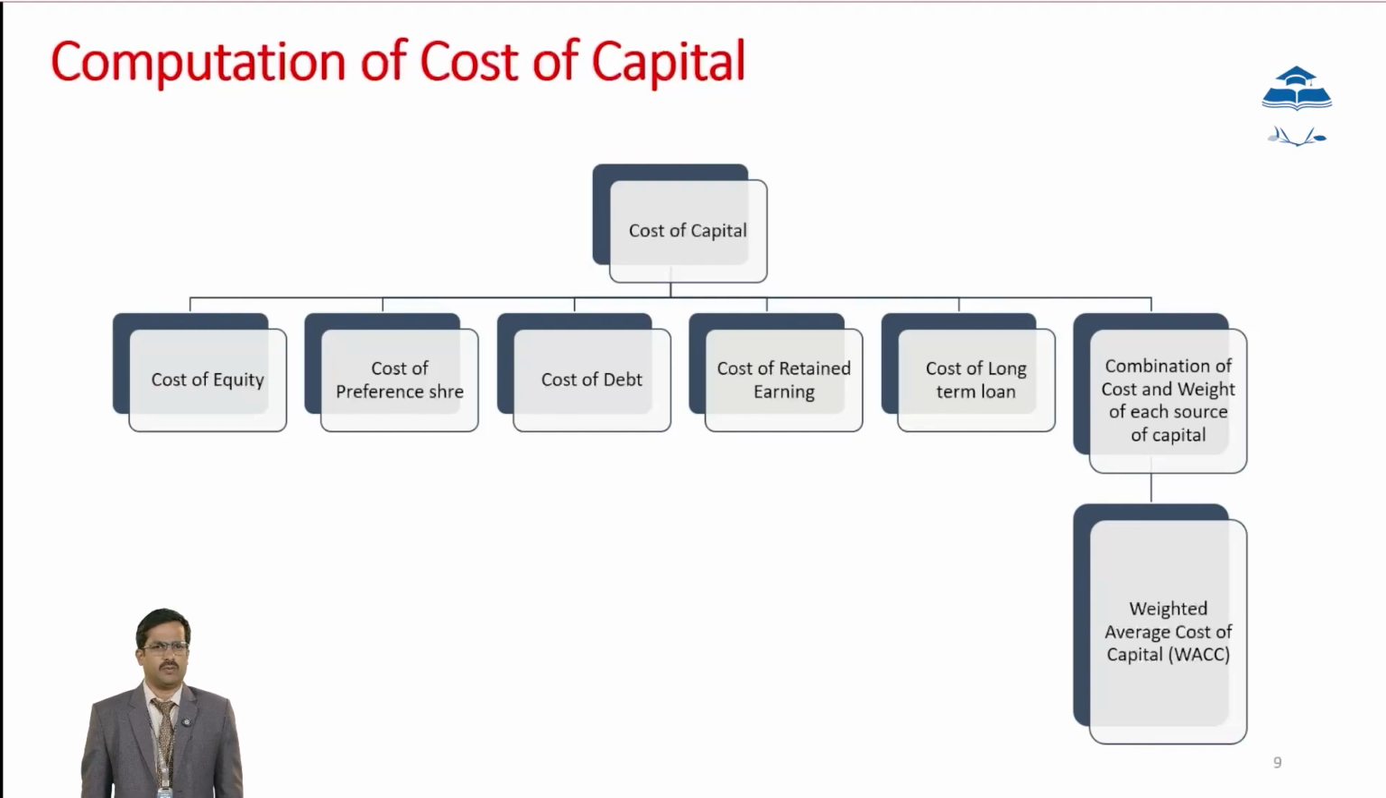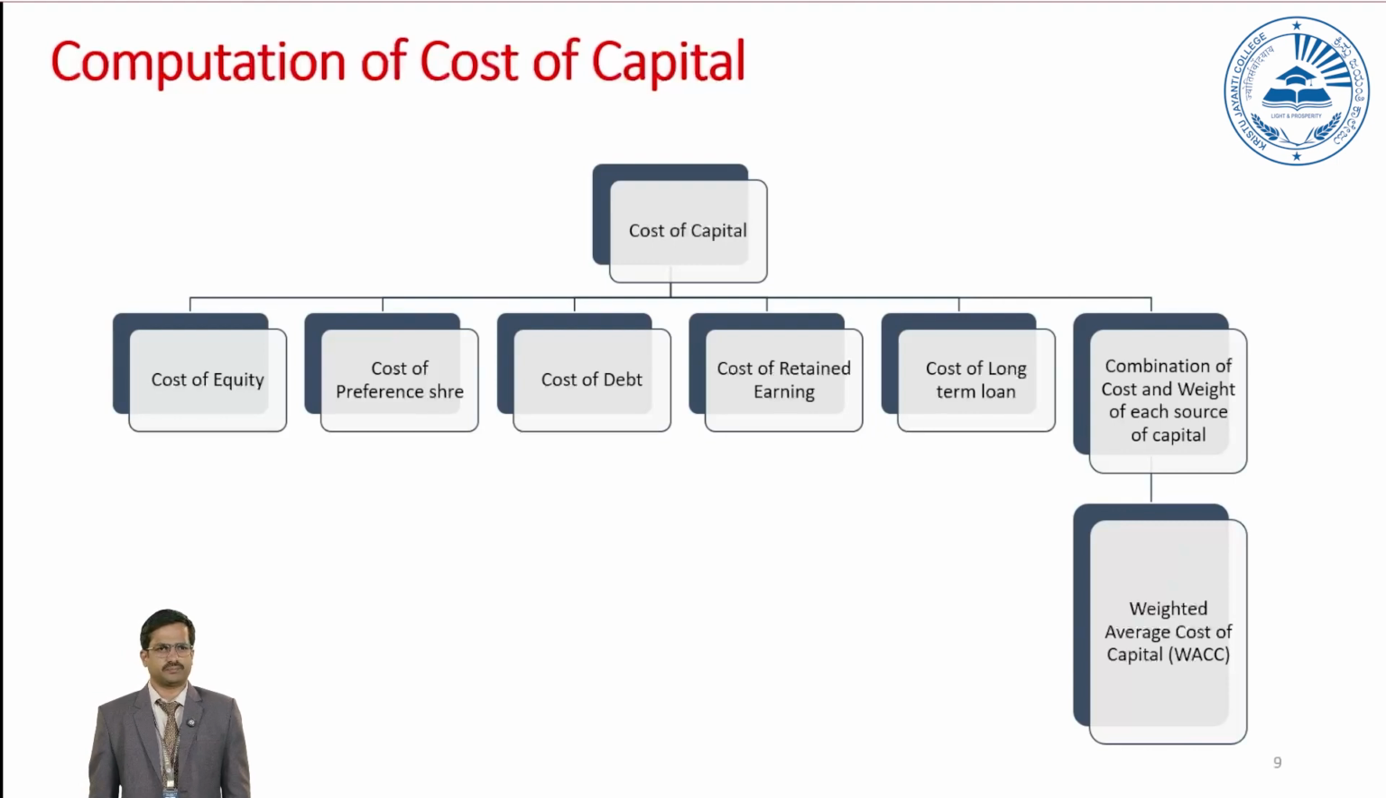The formula is: cost of equity equals the dividend expected in the next year divided by the net proceeds. The net proceeds depend on how the company issues shares. If it is a premium, for example the face value is 100 rupees and they issue at a 5 rupees premium, add the premium. If the company issues shares at a discount, it is face value minus the discount. Then, if the company incurs any cost, we call it the flotation cost.